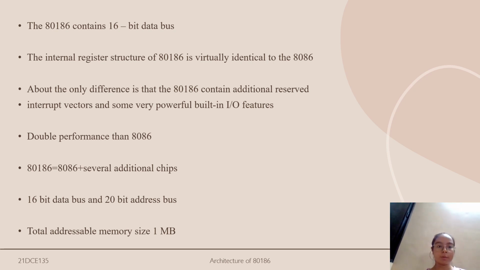Now, what is 80186? 80186 contains a 16-bit data bus. The internal register structure of 80186 is virtually identical to the 8086. The only difference between the 80186 and 8086 is that 80186 contains additional reserved interrupt vectors and some very powerful built-in I/O features. It has double the performance of the 8086. So these are the basic features of 80186 over the 8086.